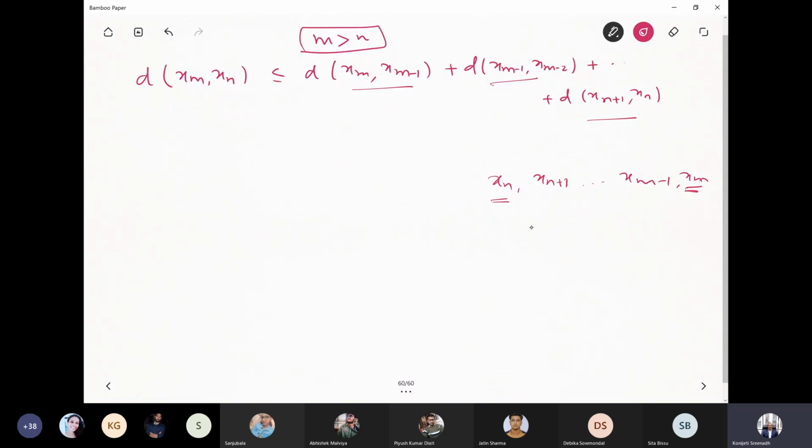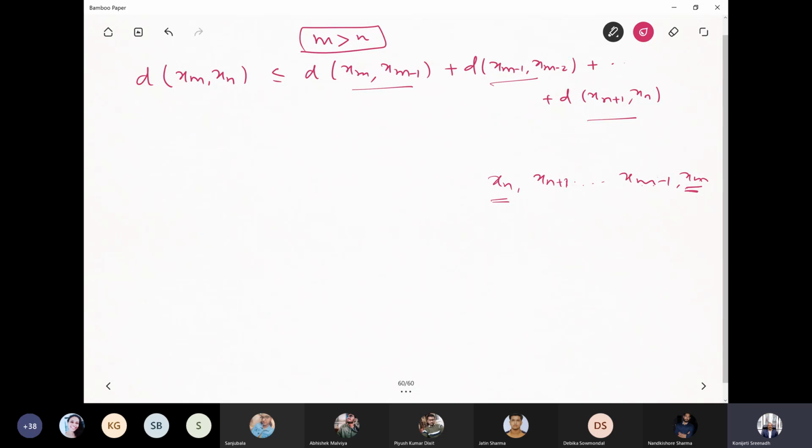The distance between xm and xn, I will only introduce these things, right? It's going to be less than or equal to the distance between these two, d of x(n-1), xn. Last one. Why? So by triangle inequality, we can prove this.